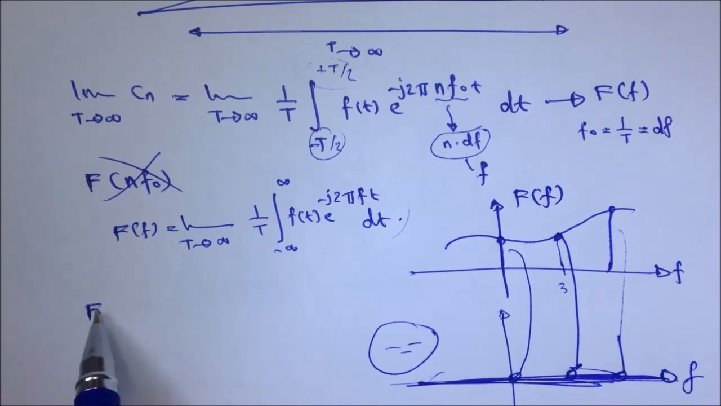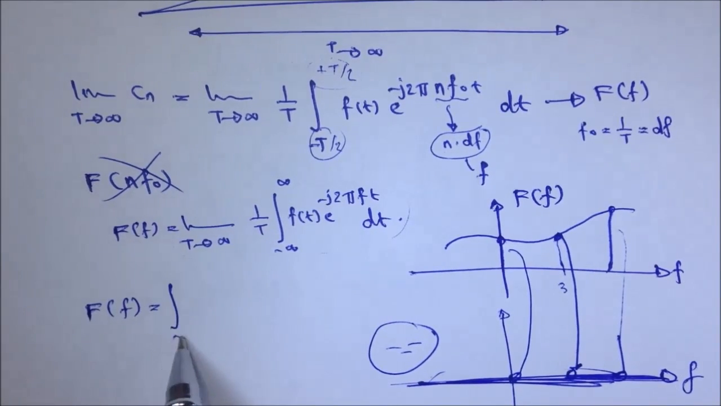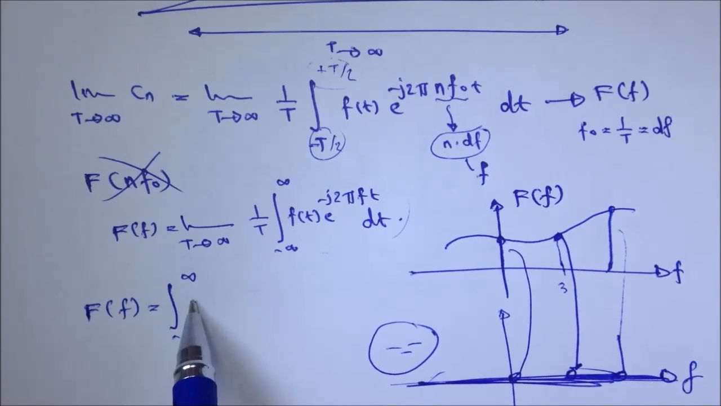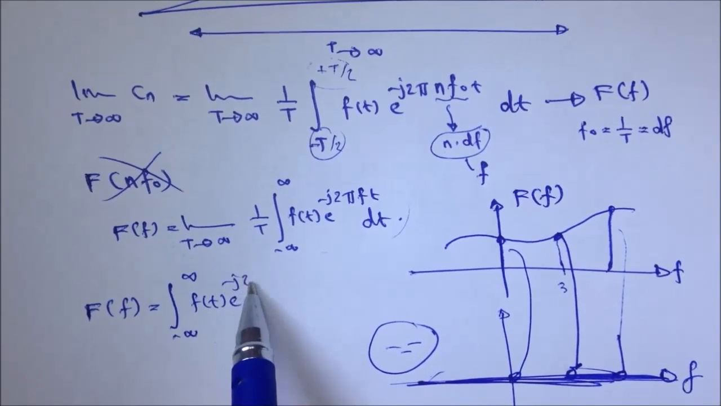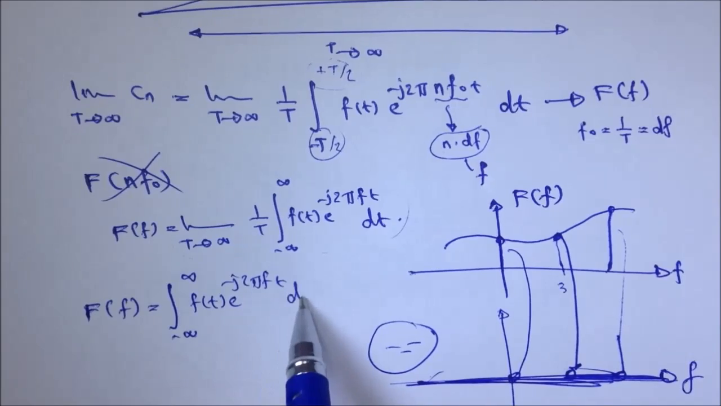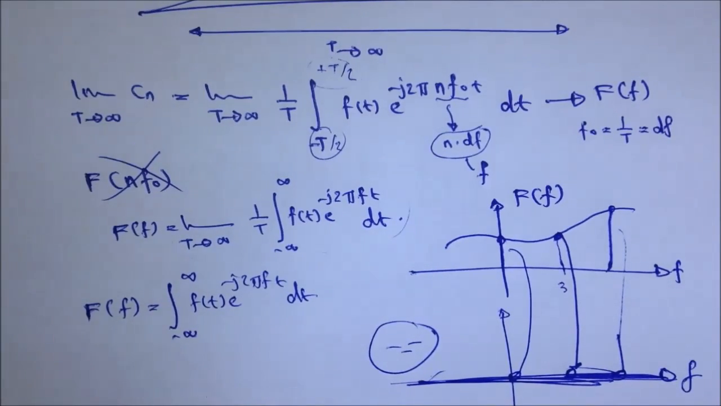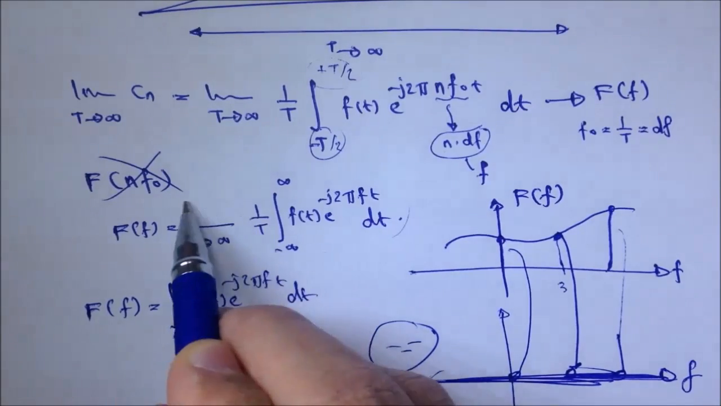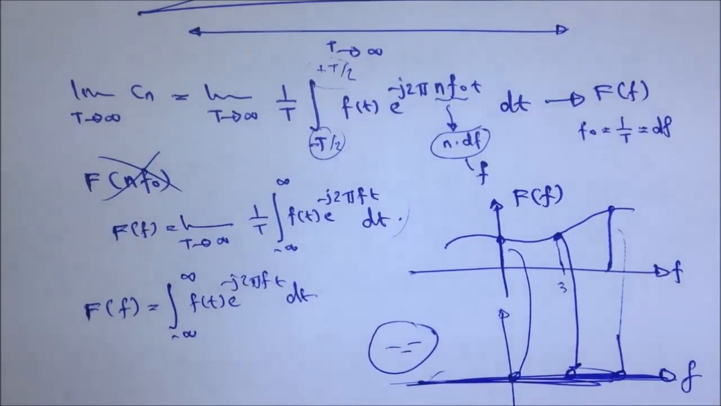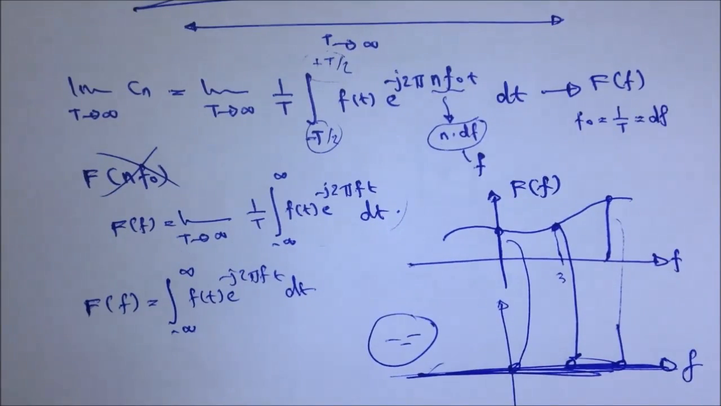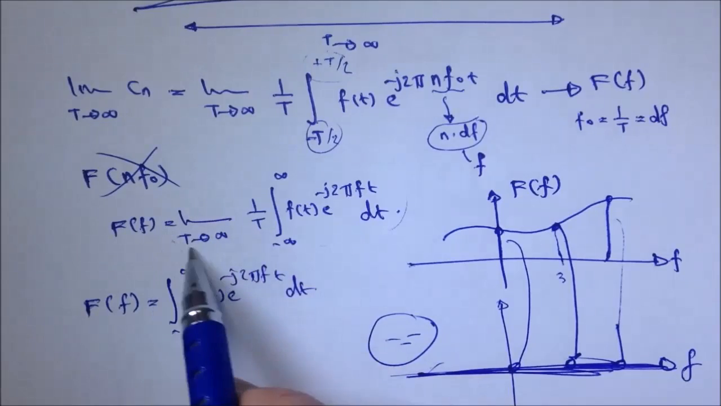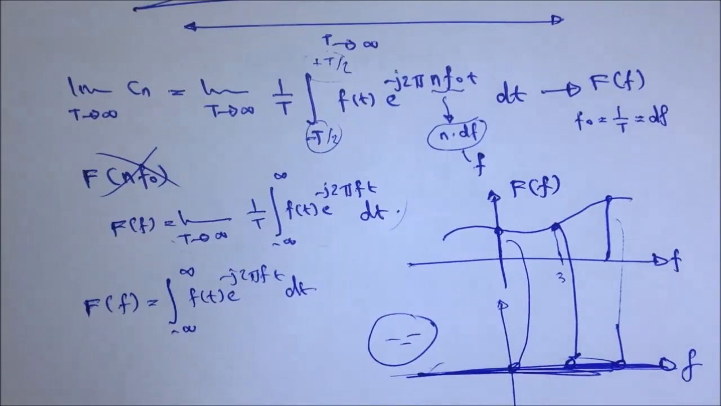So we say F of f equals the integration from minus infinity to infinity of f of t e to the minus j 2 pi f t dt. But you can keep in mind that this magnitude is not real because it is not scaled properly, since we have neglected the normalizing factor to avoid corrupting the signal. We will talk more about the consequences of neglecting this factor when we derive the formula of the inverse Fourier transform.